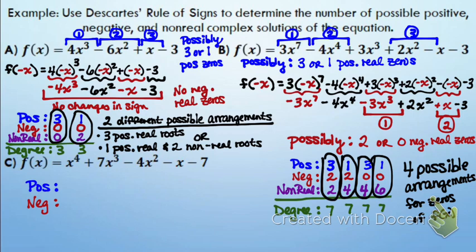For letter A, you said there were no changes in sign, but you have negative 4x cubed, and then a negative 6x squared. That's not a change because they're both negatives. Yeah.